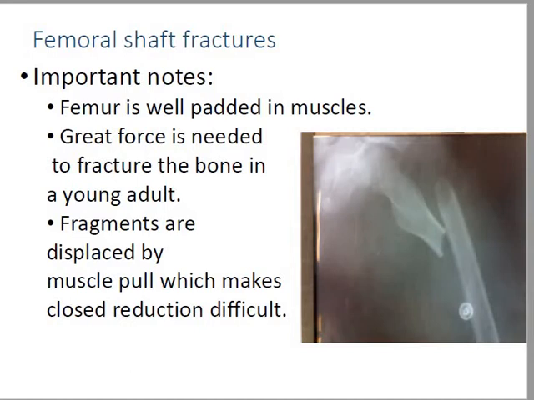So when a fracture happens, it demands a very big force to cause the fracture. We should also always remember that this big force may lead to associated injuries in muscles, in soft tissues, in vessels, and maybe other organs. This happens in young adults, and the fragments are displaced by muscle pull.